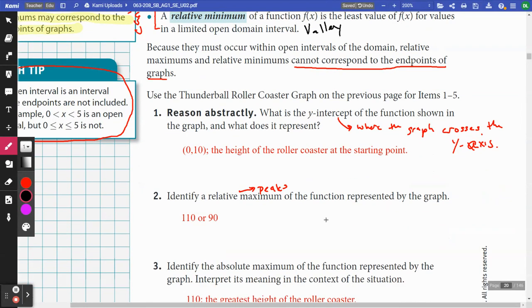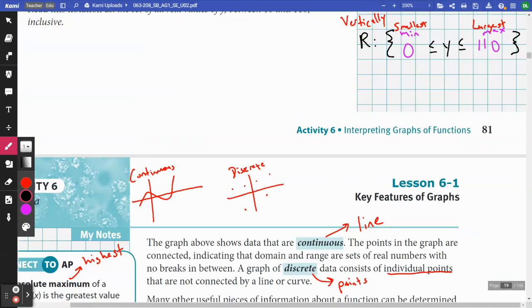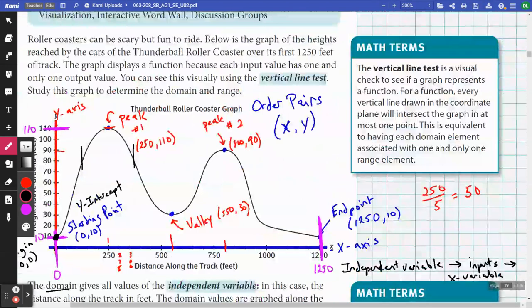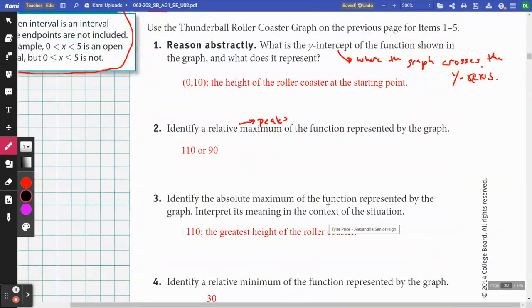Identify any relative maximums. Relative maximums, those are our peaks. Do we have any peaks? Yeah, we had a peak here at 110. We had another peak here at 90. So 110 or 90? No, those are both. We had 2 peaks, right? So that means we'll have 2.